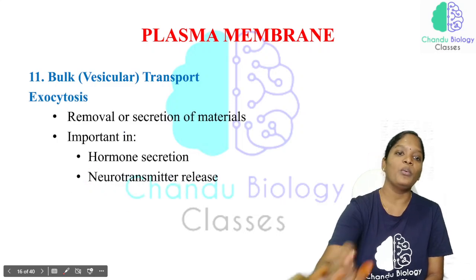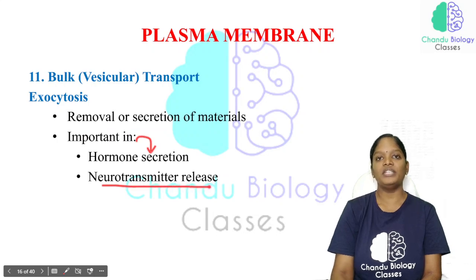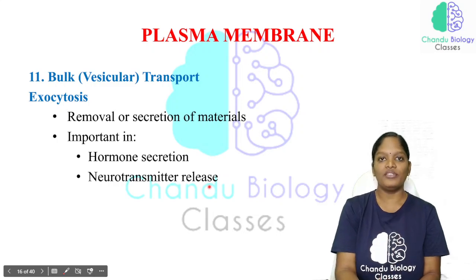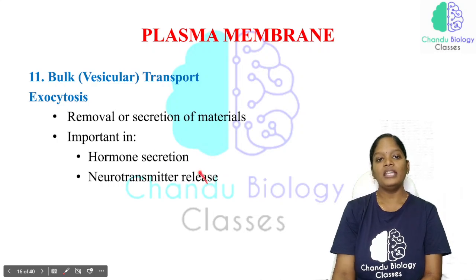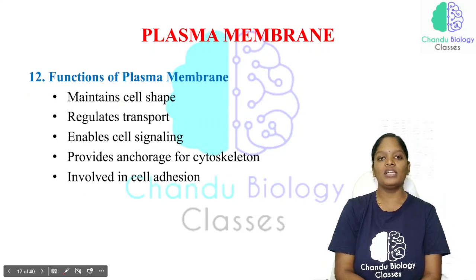Now exocytosis, the removal or secretion of materials. This is important in hormone secretion and neurotransmitter release. See, when some bulk material has to be sent out of the cell, that process is exocytosis, and this is important in hormone secretion and neurotransmitter release. This is what bulk vesicular transport is.